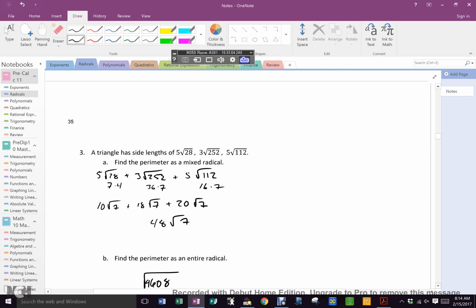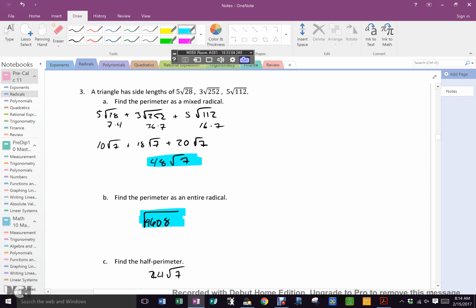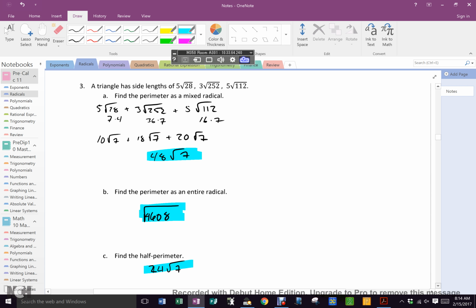Page 35. That was the next thing you had to do, yeah? Yeah. Okay. 48 root 7. The root of 4,608. 24 root 7.